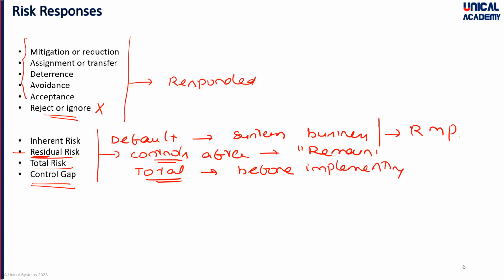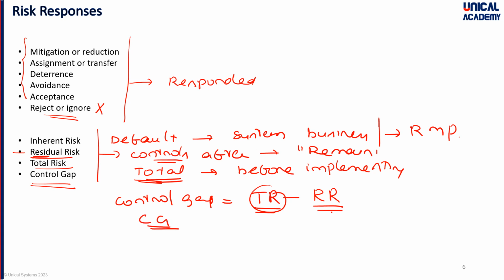What is control gap? Control gap is the difference between total risk, meaning the initial risk before implementing the controls, minus residual risk, the risk after implementing the controls. So total risk minus residual risk is the control gap.